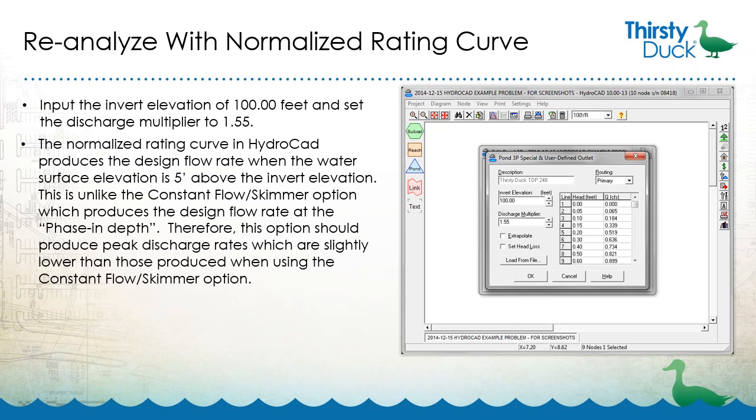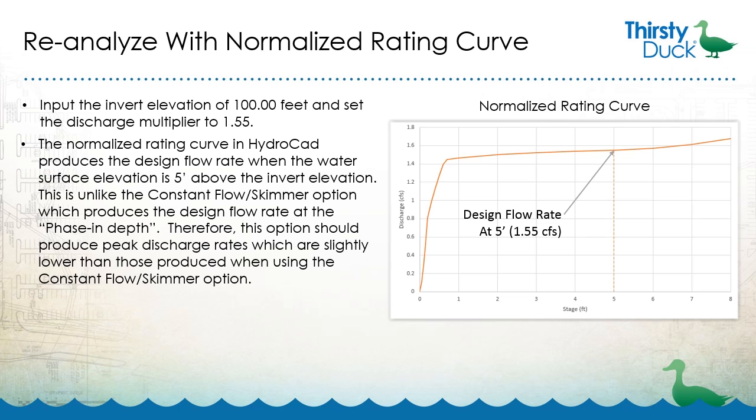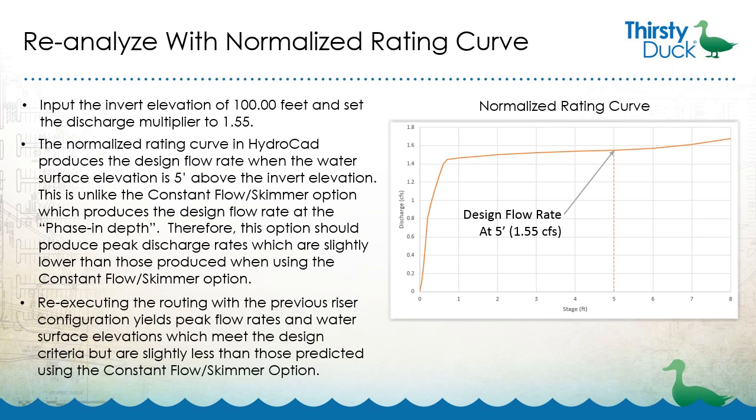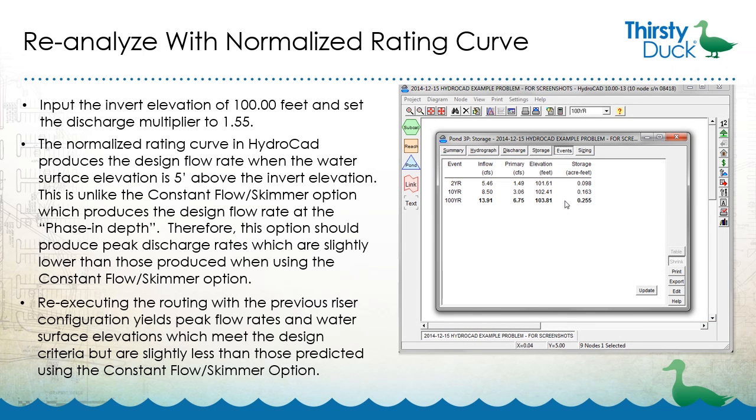The normalized rating curve in HydroCAD produces the design flow rate when water surface elevation is 5 feet above the invert elevation. This is unlike the constant flow skimmer option, which produces the design flow rate at the phase-in depth. Therefore, this option should produce peak discharge rates, which are slightly lower than those produced when using the constant flow skimmer option. Re-executing the routing yields peak flow rates and water surface elevations which meet the design criteria but are slightly different than those predicted using the constant flow skimmer option.